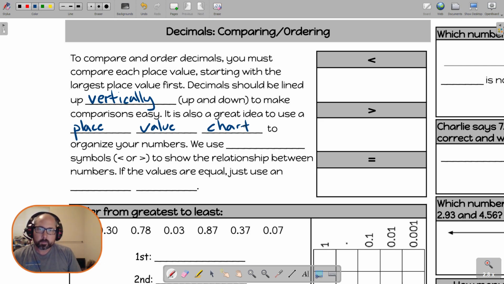Okay, we're going to use something called inequality symbols. Inequality. So equality would be equal, right? In, the prefix, means not, so not equal. So it's just signs that mean these numbers are not equal, and it gives us a little bit more information. That's these guys over here. So inequality symbols are just the less than or greater than sign to show the relationship between numbers. If the values are equal, we're just going to use an equal sign.